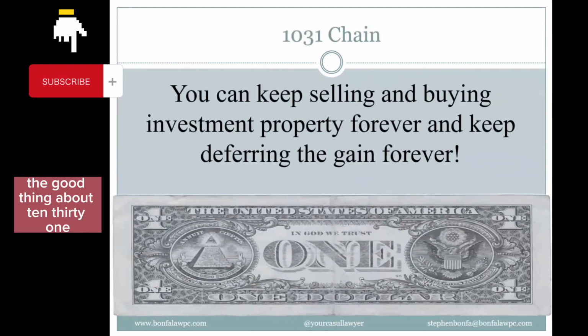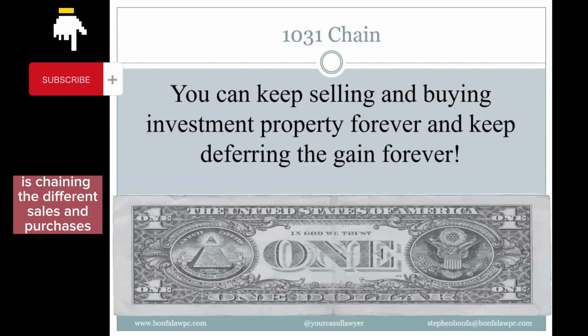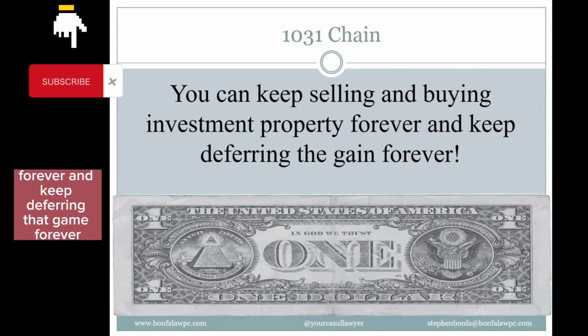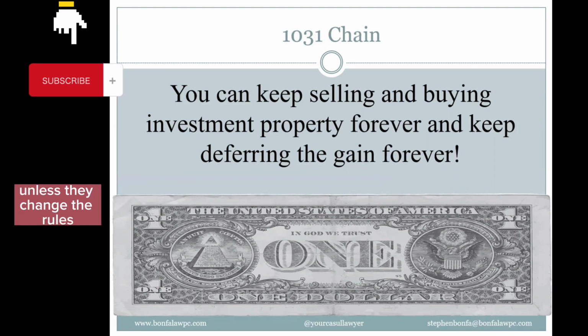The good thing about 1031 is chaining the different sales and purchases. You can keep buying and selling investment property forever and keep deferring that gain forever, unless they change the rules. But as of right now, this is what we can do.